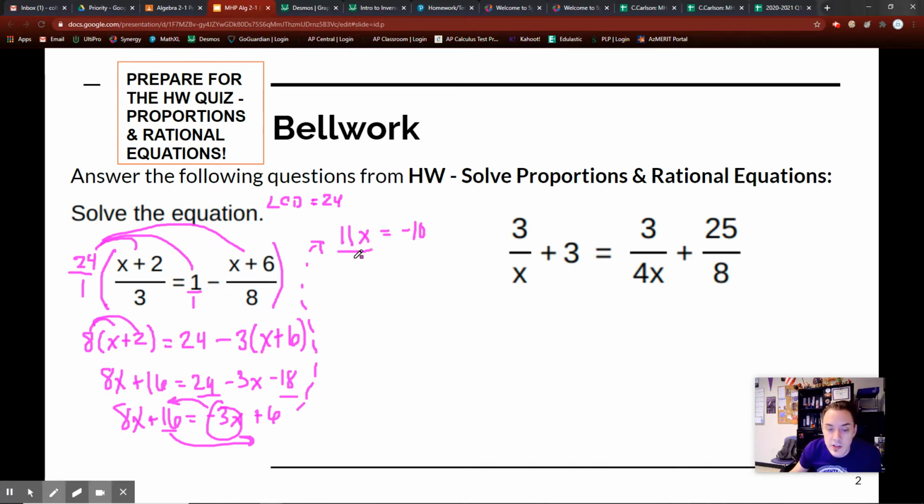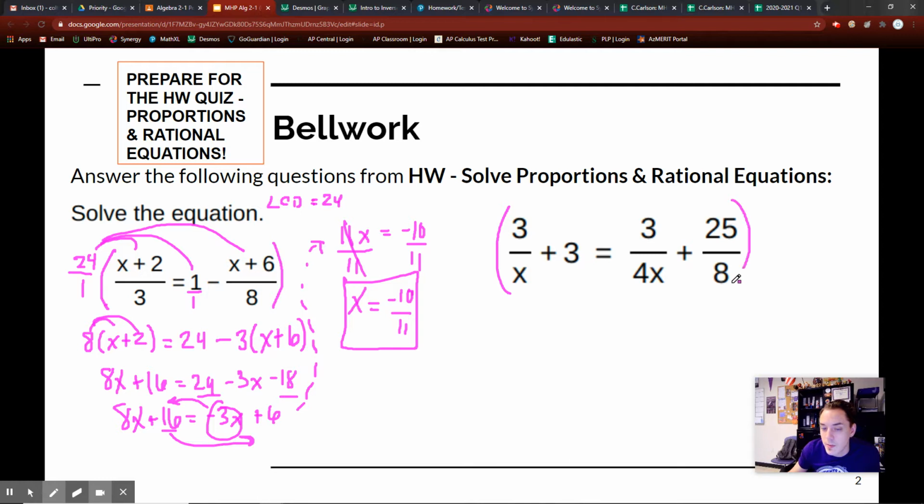We continue just by dividing by 11, and so what is my answer? Negative 10 all over 11. It's okay if you get a fraction. It's fine. Totally cool. And if you want to check your answer, you can plug it in there, but I'm not going to because that is nasty. Okay, let's go to this next one.